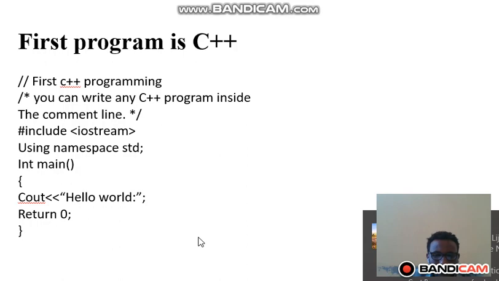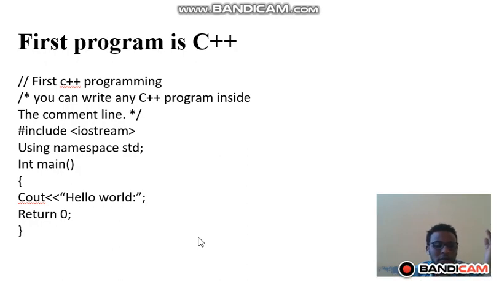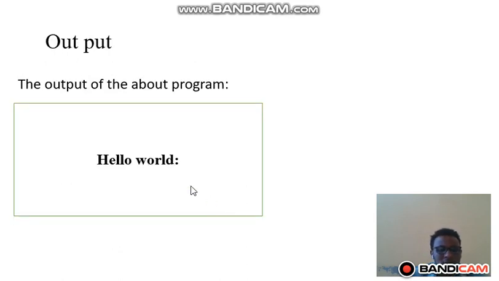So what will be the output of this program? After you compile, what do you expect the output of your program to be? The output of your program will be the following. This is the output of your program, and this will be displayed on the computer screen.